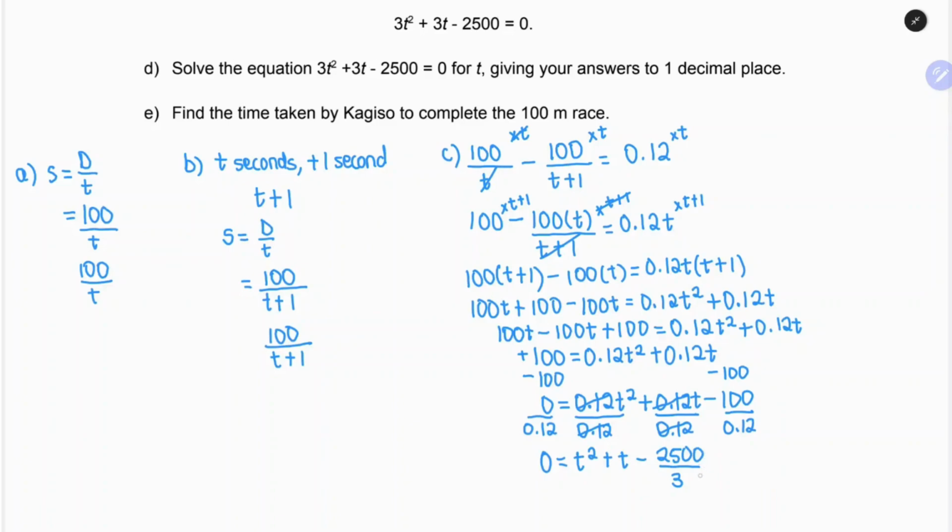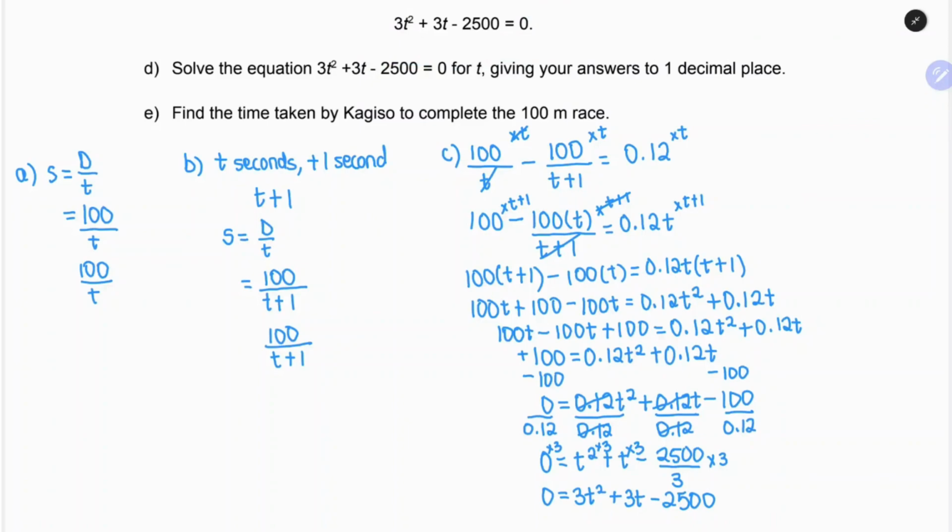And then moving on, I want to remove this divided by 3. So I'm just going to multiply by 3, because multiplying by 3 would cancel out the divide by 3. So I'm multiplying by 3 on each term. Multiplying by 3, I remain with 0 is equals to 3t squared plus 3t minus 2500. And this is how it's reduced. It's finally reduced. So it's the same as this.